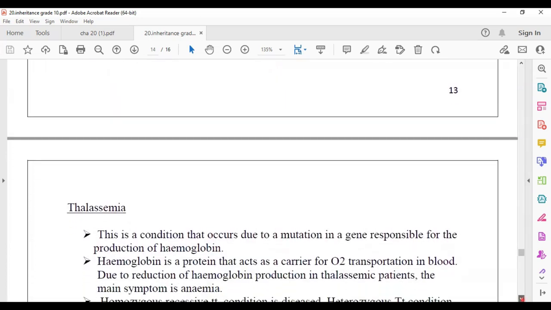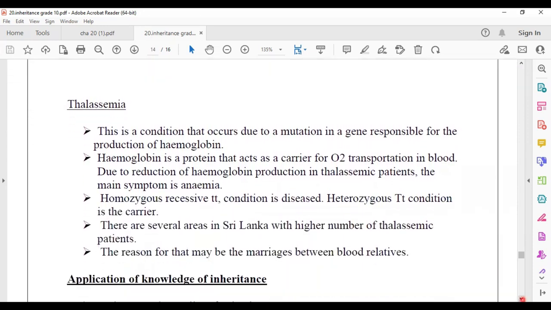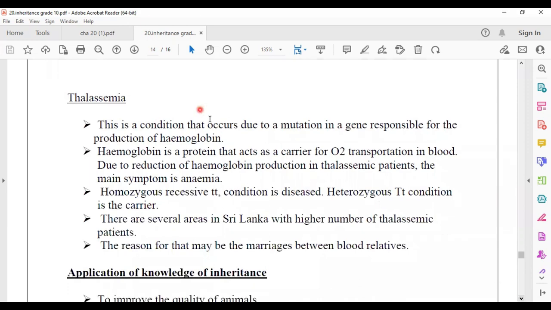Next disease is thalassemia. This is a condition that occurred due to a mutation in a gene responsible for the production of hemoglobin. Hemoglobin is a protein that acts as a carrier for oxygen transportation. Oxygen transportation is done by combining the oxygen with hemoglobin.